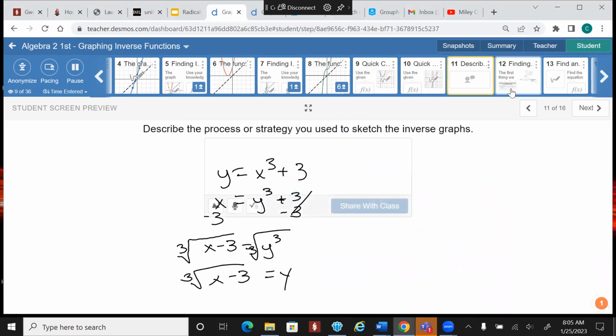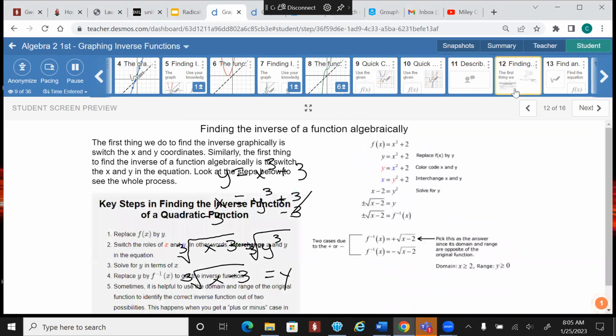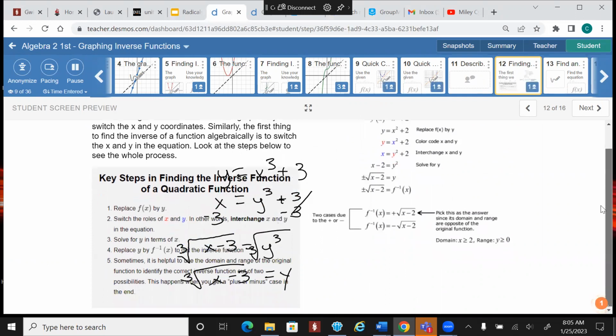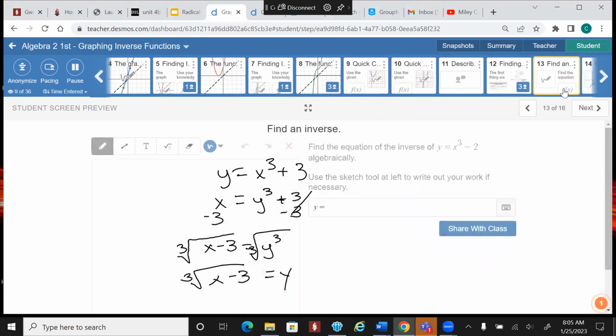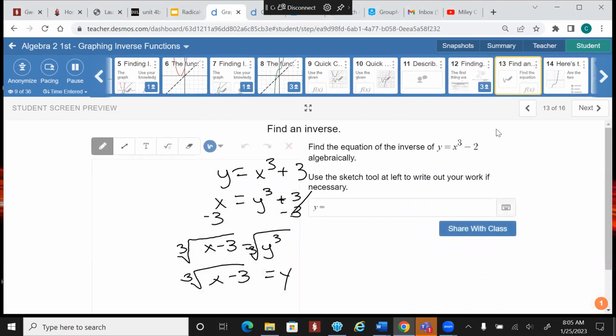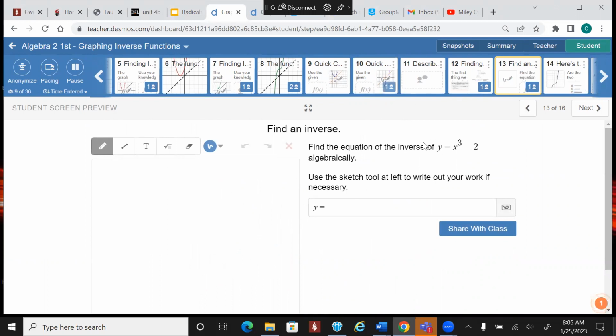Okay, go ahead and skip to slide 12 and slide 13. Oh, go ahead and go to slide 13. Go ahead and find the equation of this. Okay, go ahead and find the equation of this one.